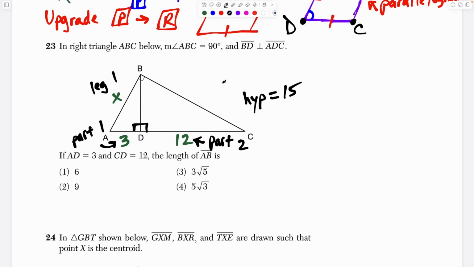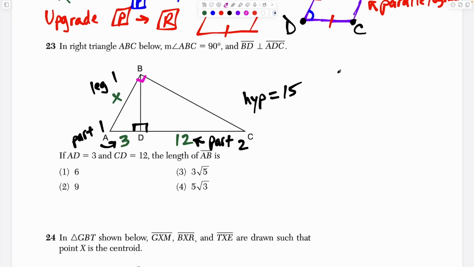Now, I just want to point out, we are going to use the leg rule here, but just know this is very important. When you want to use the leg rule or the altitude rule, it's very important that you start off with a right triangle and then an altitude is drawn from that right angle. You can only use these rules when they tell you that you're starting off with the right triangle and the altitude is drawn from the right angle to the opposite side. So now let's go ahead and use the leg rule.